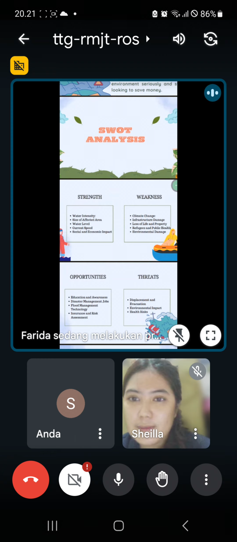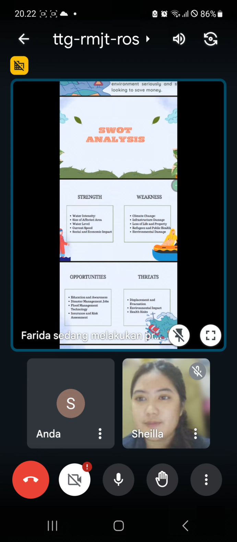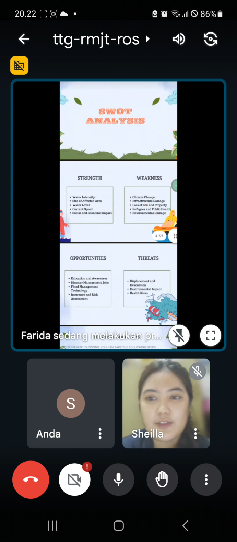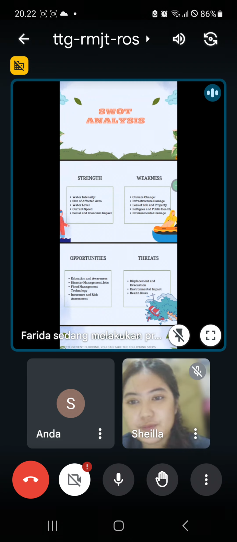The second strength is size of effect area. The strength of a flood can also be measured by how large the effect area is. Floods that hit large areas can cause greater loss to infrastructure and communities. And then the third is water level. The water level during a flood also plays an important role in determining the strength of the flood. Significant water levels can cause deeper and more damaging water bodies.